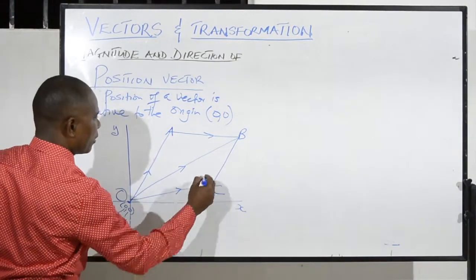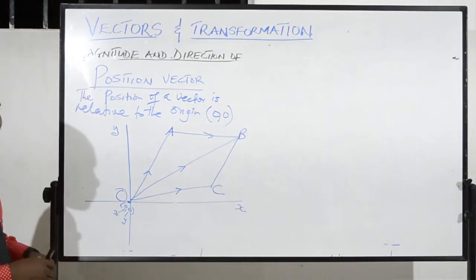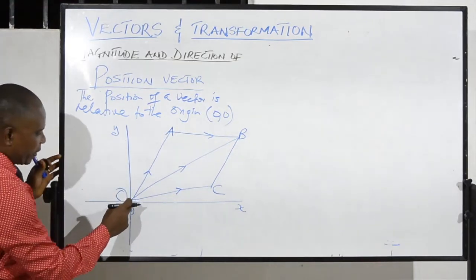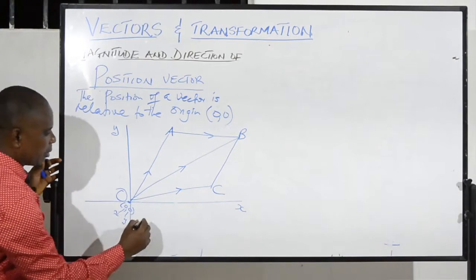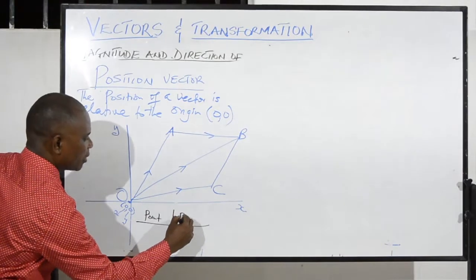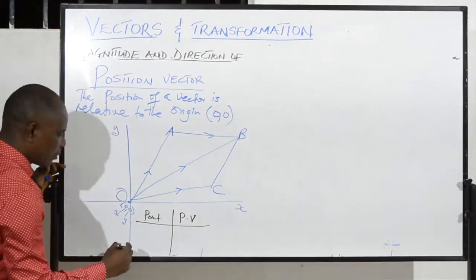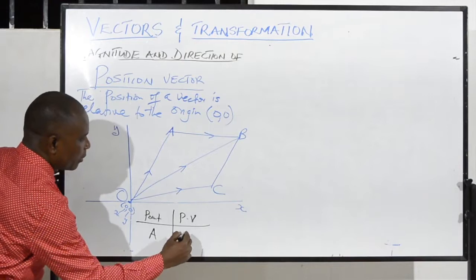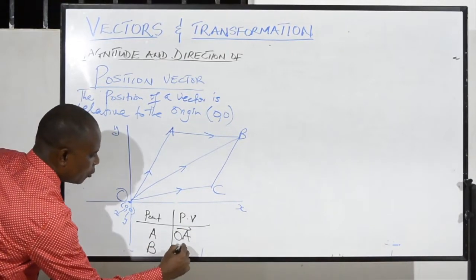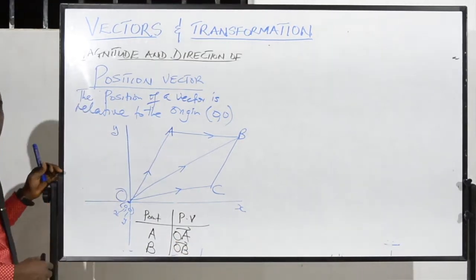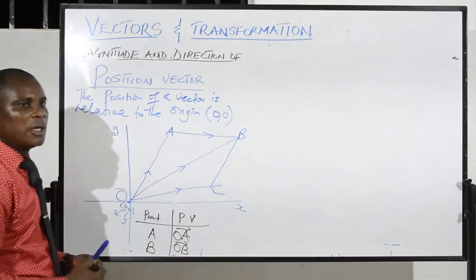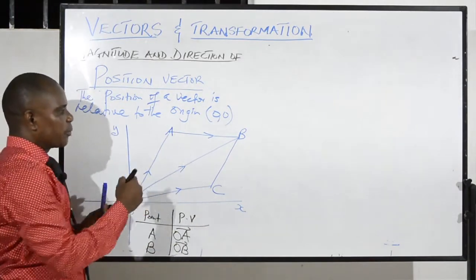Now we want to find the position of these vectors relative to the origin. The position of vector A here, it's point A, this is the point, and its position vector is OA, relative to its origin. Vector B is OB. And now if I want to find the position vector of C, vector C is OC. Just put the origin because it's with respect to the origin.